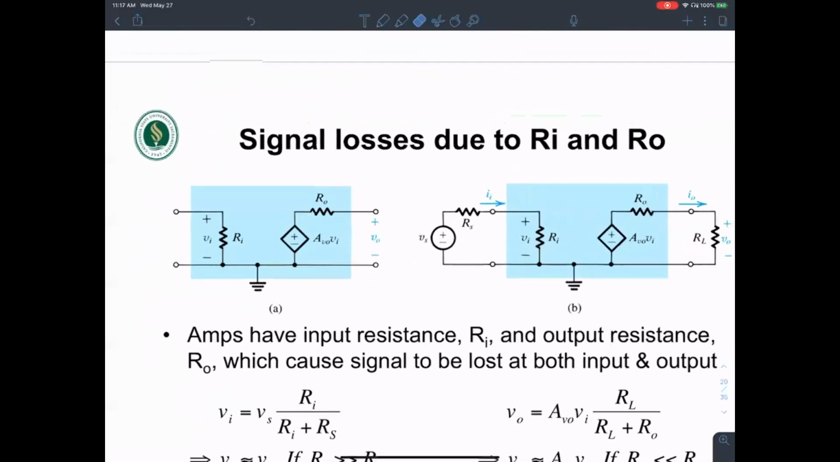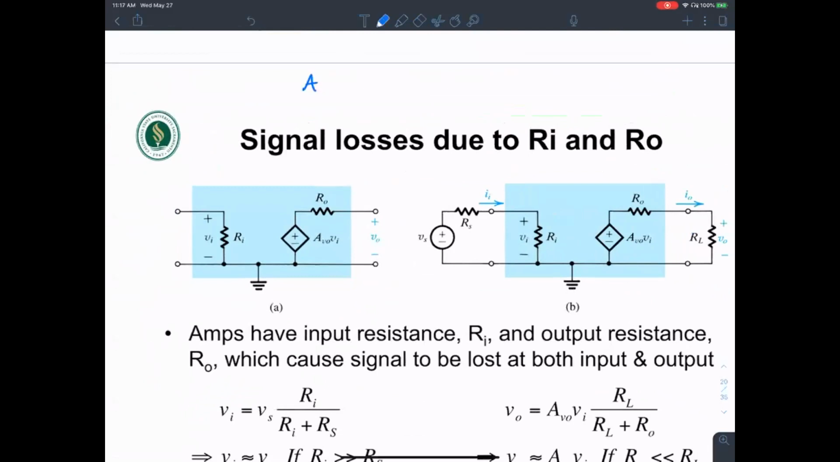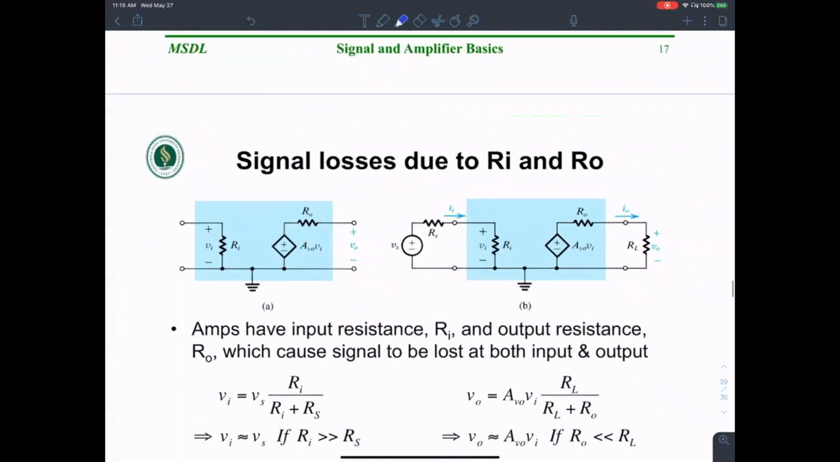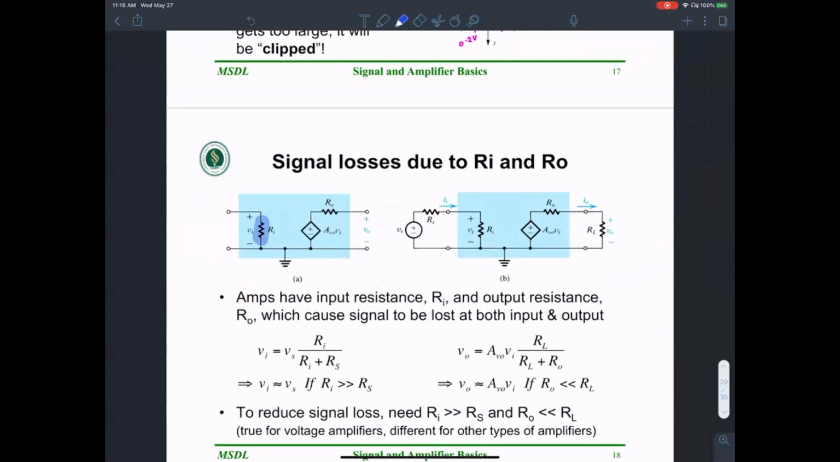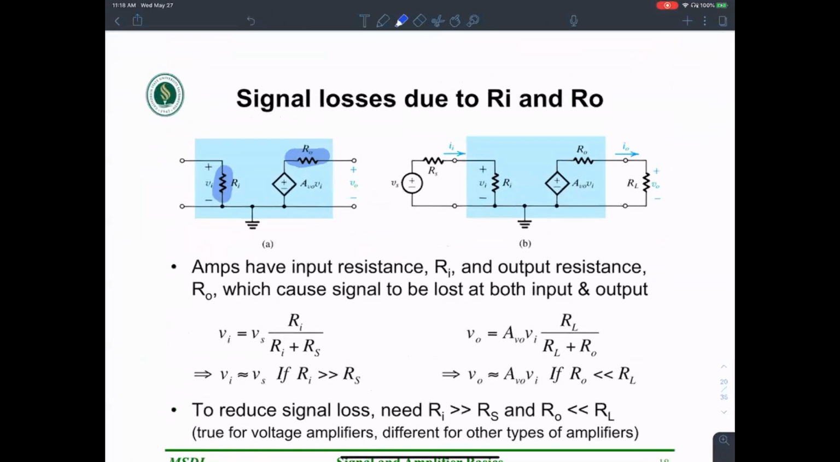An amplifier, V out over V in, that's the gain of the amplifier. Real amplifiers have input resistance and output resistance. And then we also know, I mentioned earlier, that the source voltage that we apply is also not an ideal source, but it has some resistance associated with it. And then here is the load that we connect. Amplifiers have input resistance Ri and output resistance R0, which can cause signal to be lost at both the input and output sides.